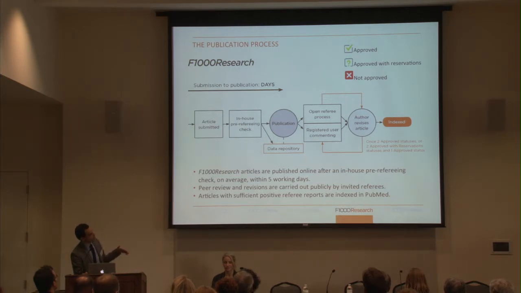So the author receives the comments from the referees and these scores and then submits a second version of the article if it's necessary. And once the article receives a sufficient number of positive marks, meaning either 2 approved checkmark statuses or 1 approved checkmark and 2 approved with reservation question marks, then it's indexed into PubMed, Scopus, and Embase.